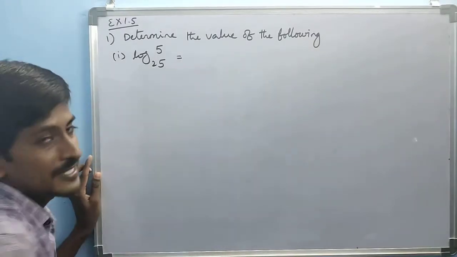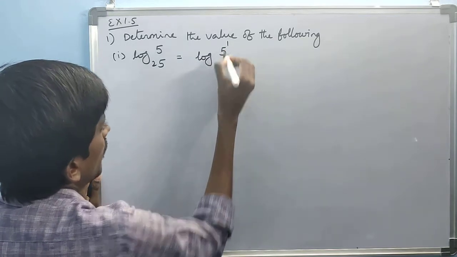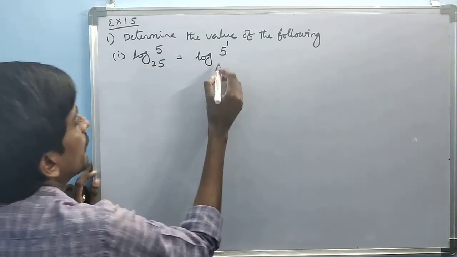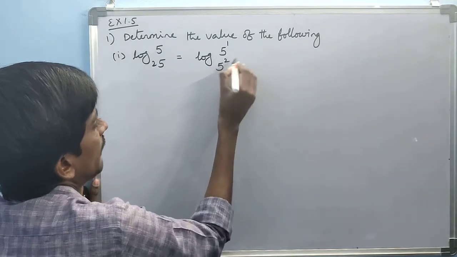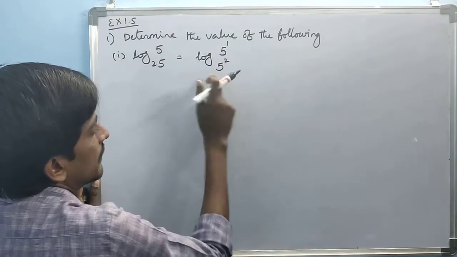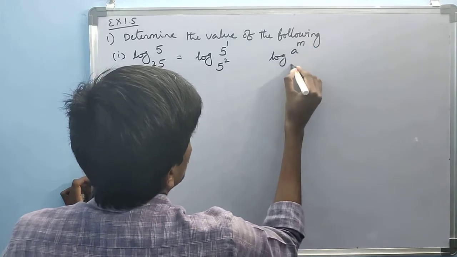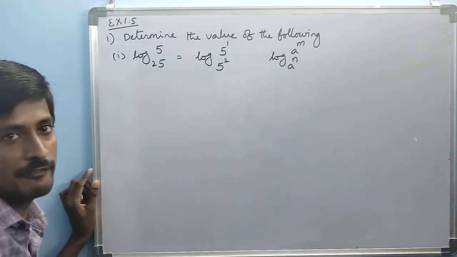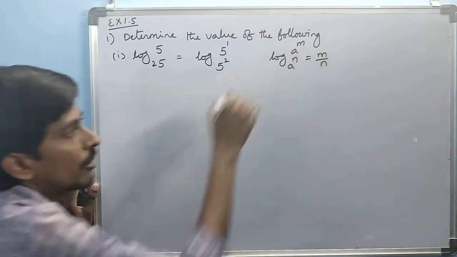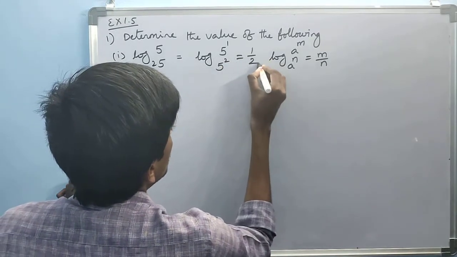So, this one. Log 5 to the power of 1. 5 can be written as 5 to the power of 1. Here log 25. 25 can be written as 5 square. Okay. Here 5, here 5. Same numbers. Log a to the power of m, to the base a to the power of n is equals to m by n. This is the one formula. Okay. So, this value is 1 by 2.